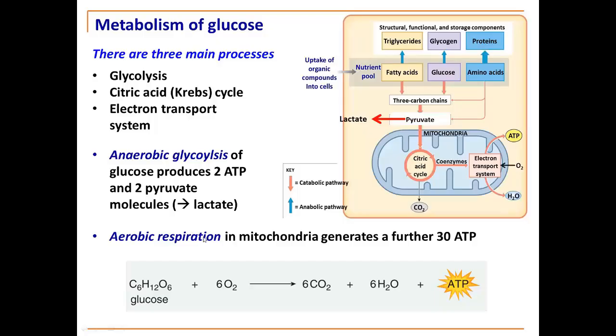So aerobic respiration in the mitochondria generates a further 30, roughly, ATP molecules. So we produce 2 from glucose in the cytosol and a further 30 if we're doing it aerobically in the mitochondria, so 1 glucose plus 6 oxygens gives 6 CO2s, 6 waters, and 32 molecules of ATP.